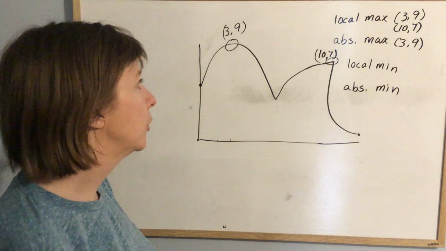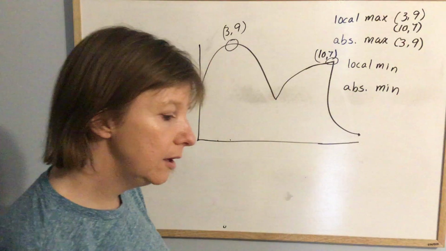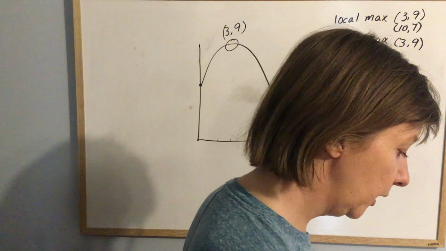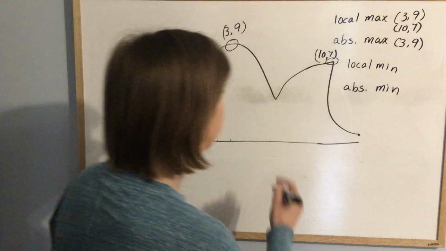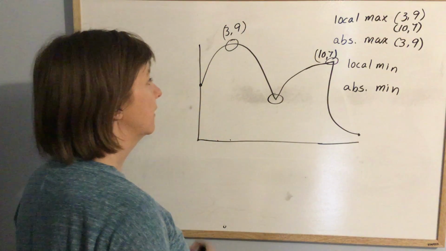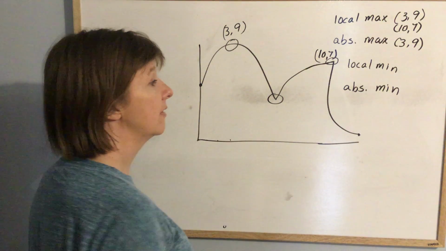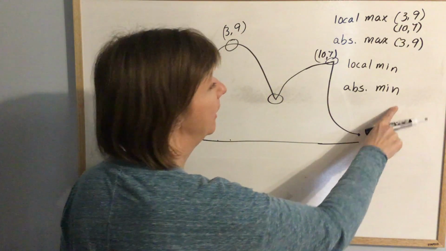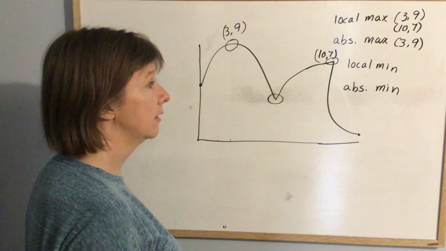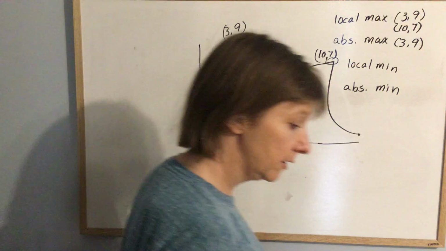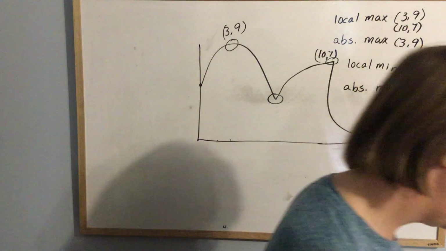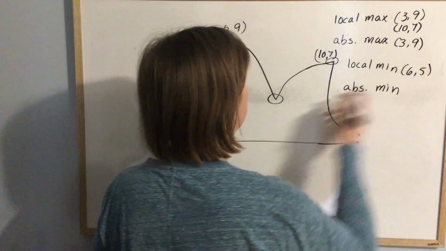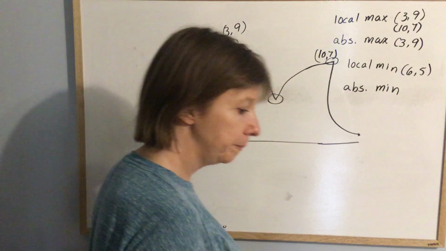Now we have to look for local minimums. I really only see one local minimum, just this one, because it's the only valley that I see. This is not a local minimum because it doesn't go back up on the other side. So where is that? According to them, that is at 6 and 5. So over 6, up 5.